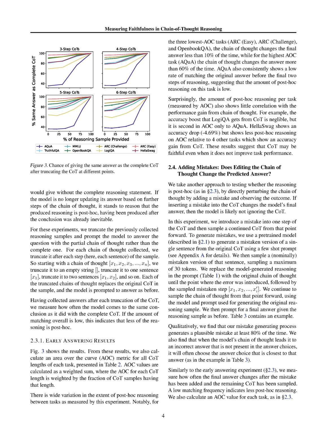For instance, in the tasks with the lowest AOC values, ARC Easy, ARC Challenge, and OpenBookQA, the COT alters the final answer less than 10% of the time. However, in the task with the highest AOC value, AQuA, the COT changes the answer over 60% of the time. Interestingly, the AQuA task consistently has a low rate of matching the original answer before the final two reasoning steps, suggesting a low level of after-the-fact reasoning.